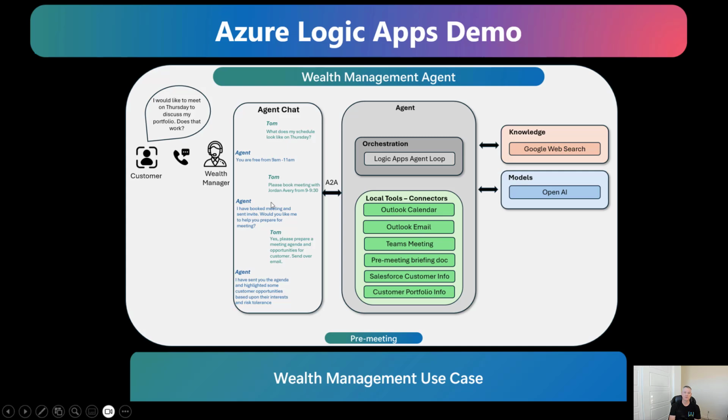There's a series of tools that are going to be used, including checking our Outlook calendar, sending Outlook emails, and generating pre-briefing documents. Naturally, the customer information is stored in a CRM, in this case Salesforce. We've got customer portfolio information, and we may also want to extract knowledge about what's going on with their portfolio and the companies he has in his portfolio. So we're going to use a tool to help us with that. Let's see a demo, and from there we'll get into the MCP content after that.